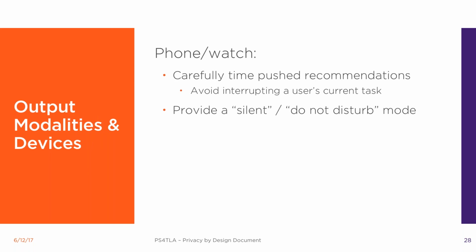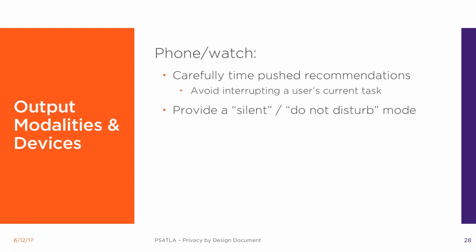So finally, in this section, we're going to talk about how these recommendations are really presented. One way for users to receive recommendations is on a personal device. When you're using a personal device, especially something like a smartphone or smartwatch, you have to make sure that the recommendations are carefully timed and don't interrupt the user's current task. So some kind of smart silent or do not disturb mode can really avoid intruding upon the user's privacy.